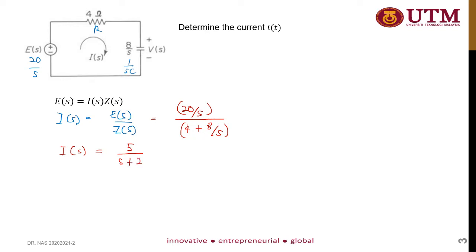5 divided by S plus 2. Okay, so in order to get i(t), you need to perform the inverse Laplace transform of I(s), and you'll get i(t). In this case, i(t) equal to 5 exponential of minus 2t. Make sure you refer to the Laplace transform pair table in order to convert the time domain function into S domain, and lastly to reconvert the S domain function back into the time domain function.